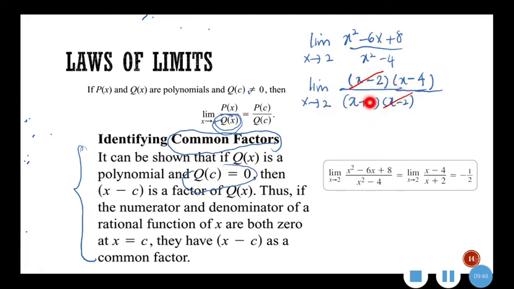Okay, what you will have instead? 2 plus 2, 4. Right? So here, there you go. You can substitute: 2 minus 4 over 2 plus 2. So you have negative 2 over 4, which is equivalent to negative 1 over 2. Same as our answer here. Okay, does everyone understand?